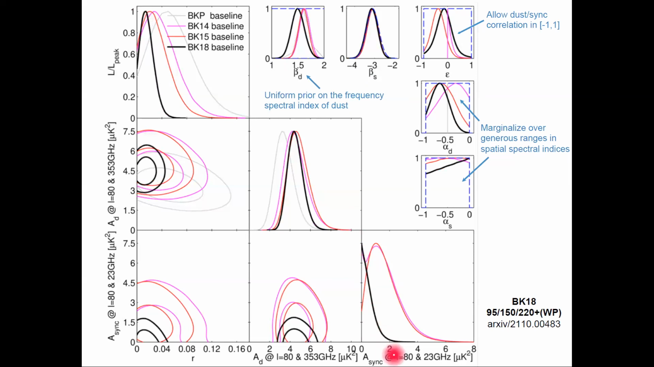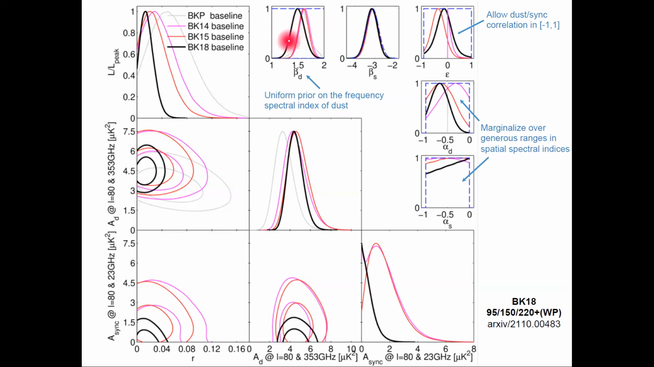The synchrotron likelihood now peaks at zero, so we're not detecting synchrotron. The synchrotron signal is a receding target. As we probe deeper, it just seems to get smaller. So it is pretty small in our patch for whatever reason.